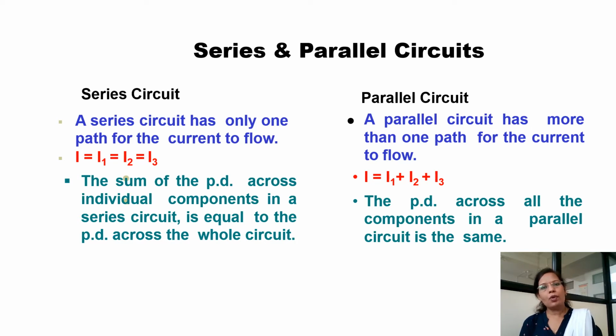If we find the voltage across the parallel circuit, it is observed that the voltage across a parallel circuit is the same. Means voltage across the first component is equal to voltage across the second component is equal to voltage across the third component. Voltage across the parallel circuit is the same.